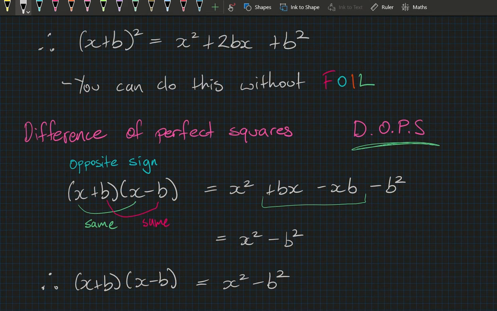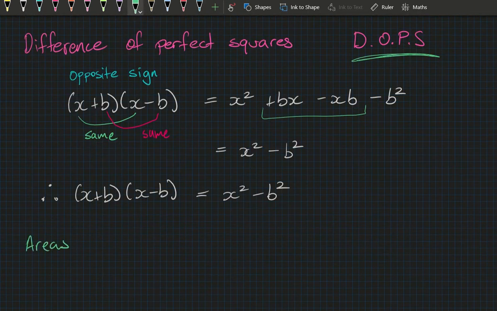And I should also point out that it's a two-way relationship for both the difference of perfect squares and perfect squares. In other words, if you see it in that expanded form, you could rewrite it in the factorised form if you wanted to. Now, to represent these special types of binomial products, we'll have a look at their areas.